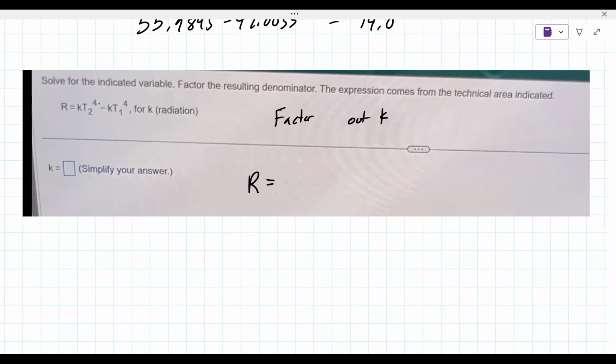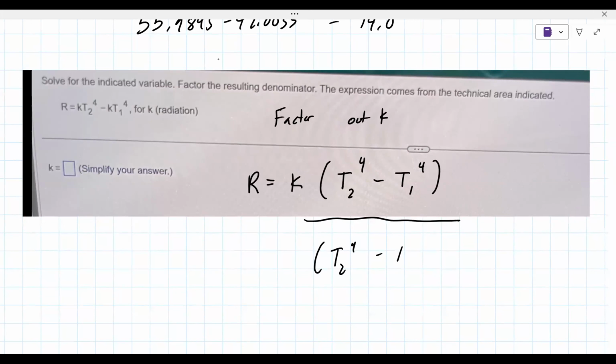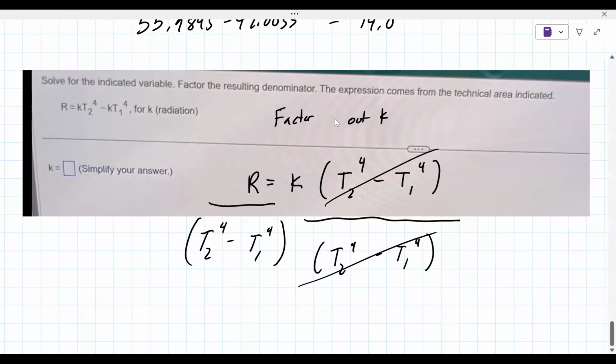So you have R equals k times (T subscript 2 to the power 4 minus T subscript 1 to the power 4). Just take note that when you enter this, you do the subscript first and then the power. Be careful with that. And then to solve for k, you just divide both sides by what's on the right. So these cancel, and that's your k.